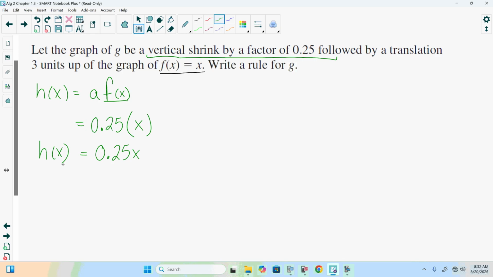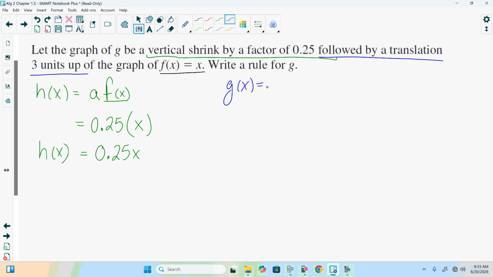But what does it tell us? Followed by a translation 3 units up. Now, since this is the last transformation, I'm going to call it g of x. Again, as I said yesterday, the name really doesn't matter. It's just a way to name it.